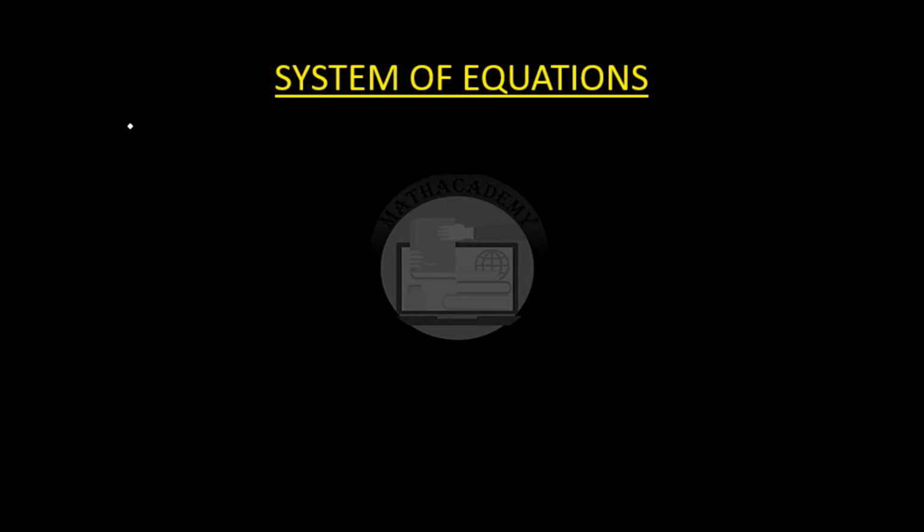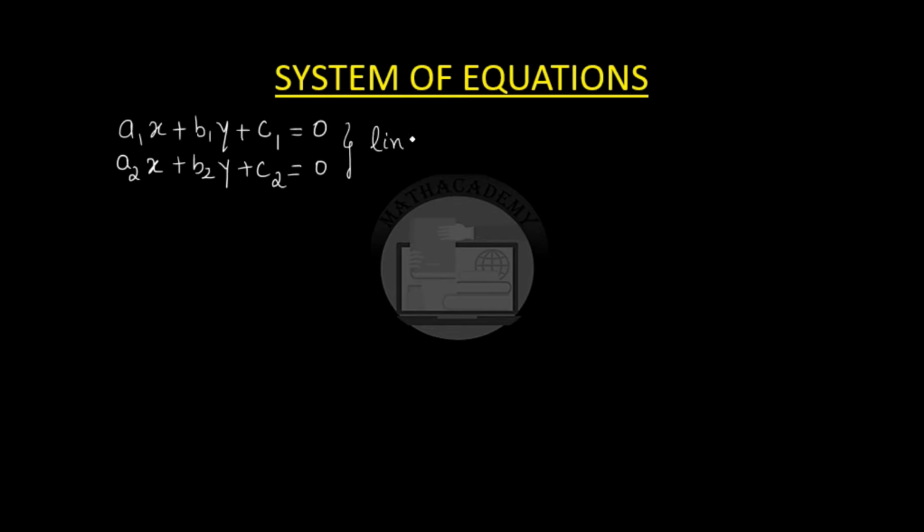If we have two equations a1x plus b1y plus c1 equal to 0 and a2x plus b2y plus c2 equal to 0, this is a system of linear equations. We have two linear equations with us. The highest power of the variable is 1 and hence it's a linear equation. Correct? And how is the graph of a linear equation? The graph of a linear equation is always a straight line.